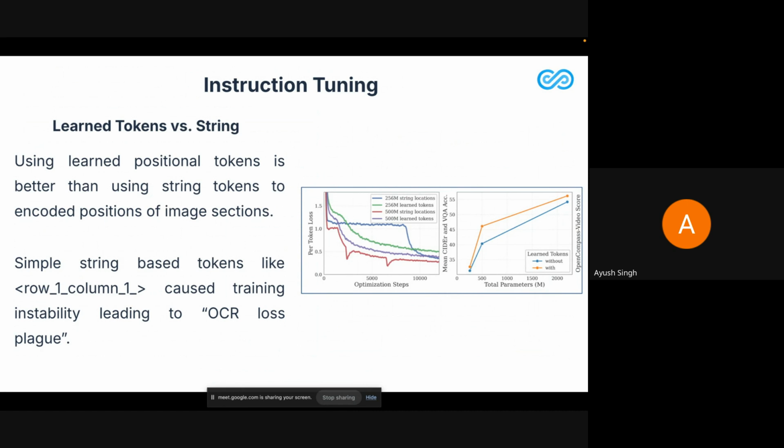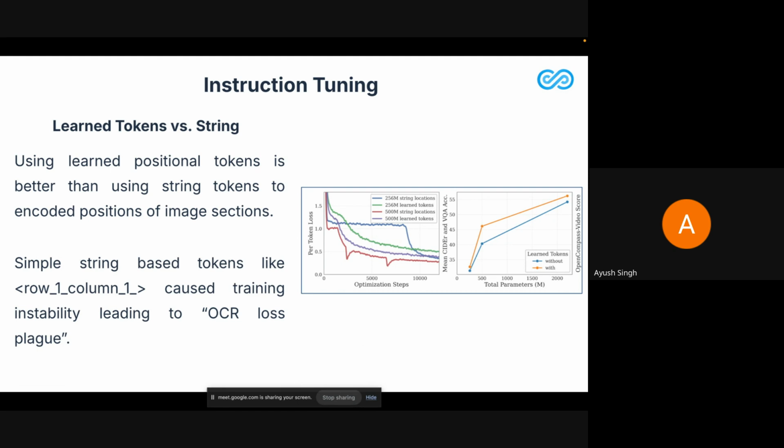So what happens is that suppose we have split the images into different patches, and at the end we have also encoded these images and have embeddings for all these patches. Now how will we pass these embeddings to the LLM? The first approach they adopted was simply using a string. We will label all the patches, saying this is the embedding of row 1 column 1 image, this is the embedding of row 2 column 2 image.